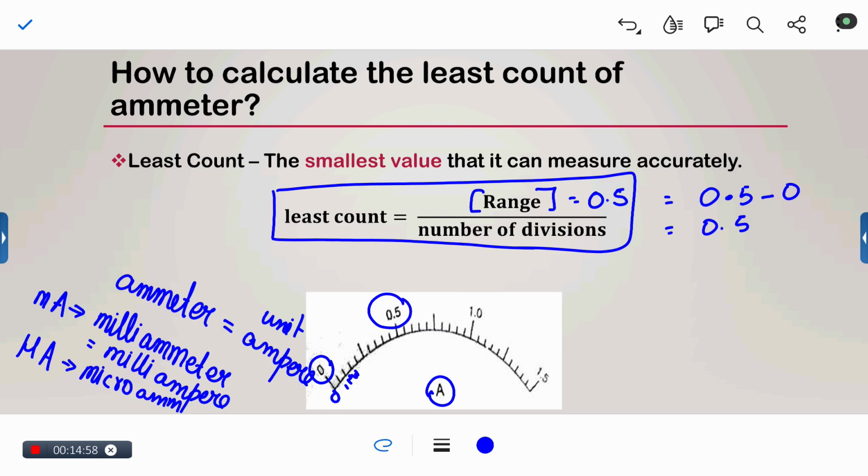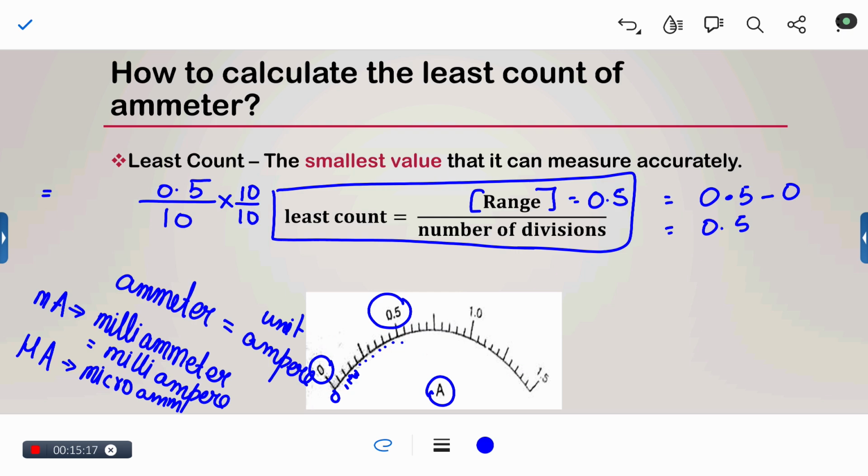2, 3, 4, 5, 6, 7, 8, 9, 10. Totally how many divisions are there? 10 divisions are there. So 0.5 by 10. In order to reduce the decimal, you are just going to multiply and divide by 10.